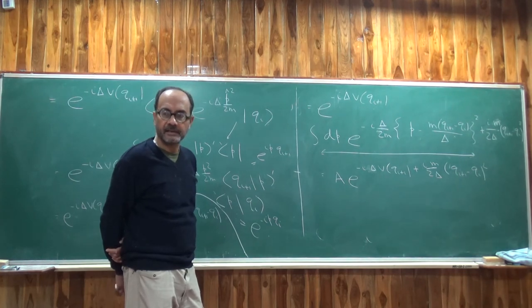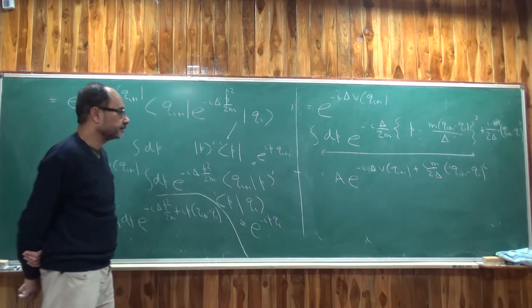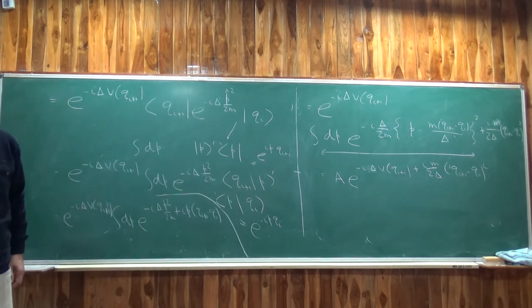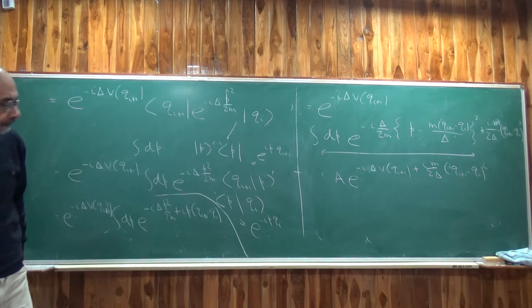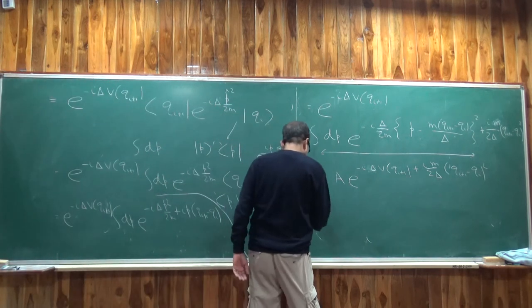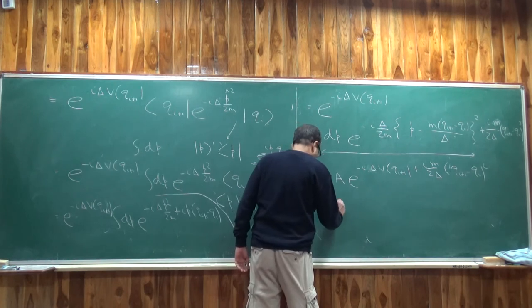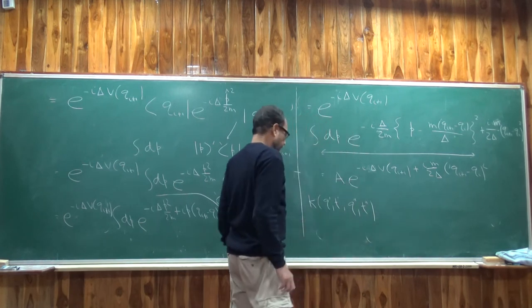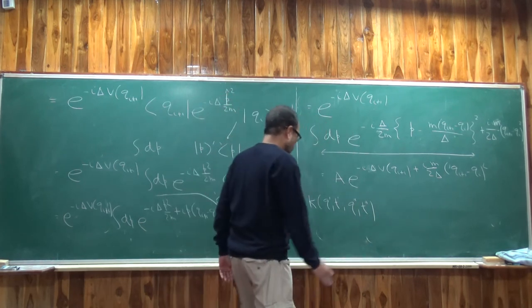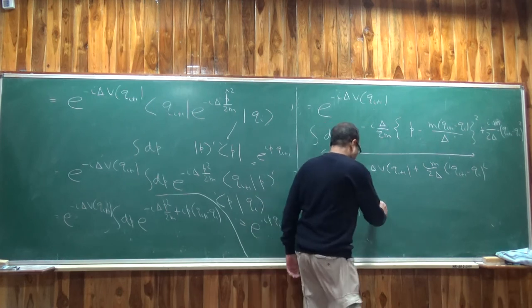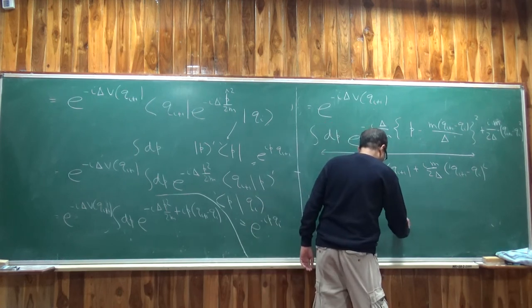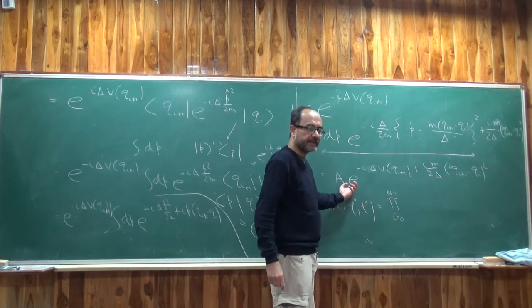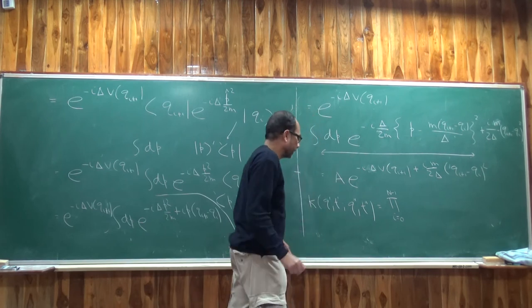Is this clear? So now let's go back to our original expression. The product, i equal to 0 to n minus 1, of this object. This is what the individual term in the product is, what I evaluated.